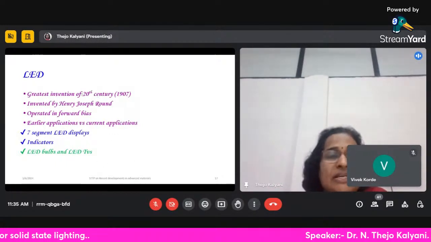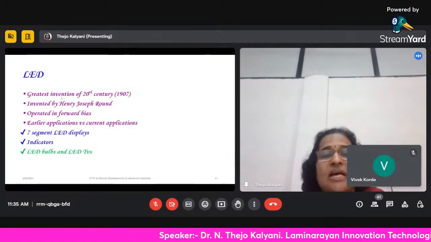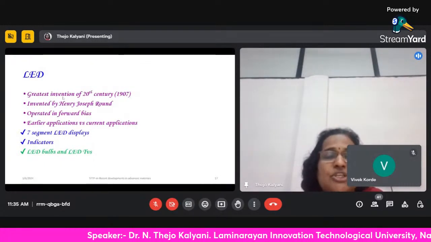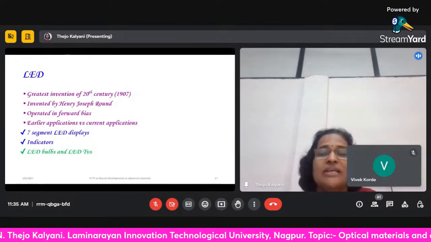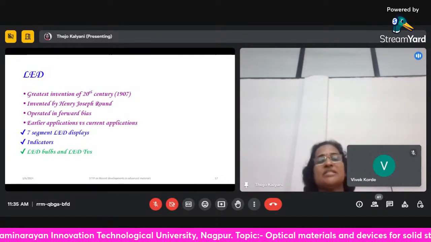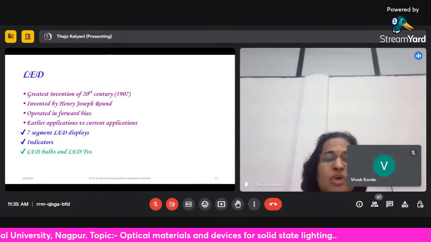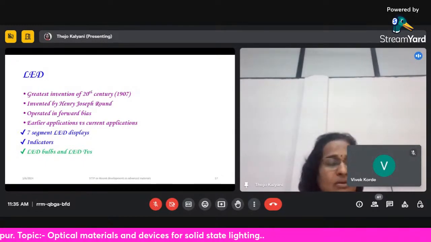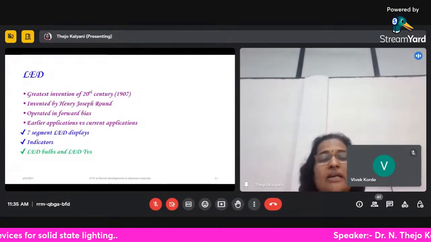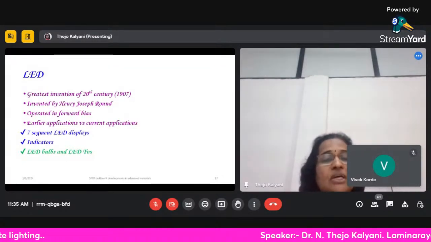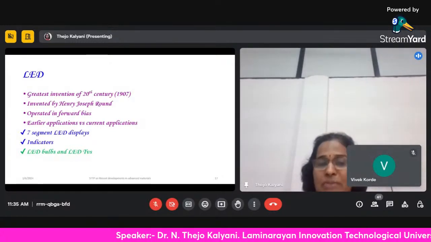First, starting with the LEDs. We can consider this invention of LEDs to be the greatest invention of the 20th century. They were invented by Henry Joseph Round in the year 1907. They just operate in the forward bias. So what do you mean by forward bias? Only the positive terminal of the battery is to be connected to the P-type semiconductor, and the negative terminal is to be connected to the N side of the semiconductor. Then only it's going to emit light.